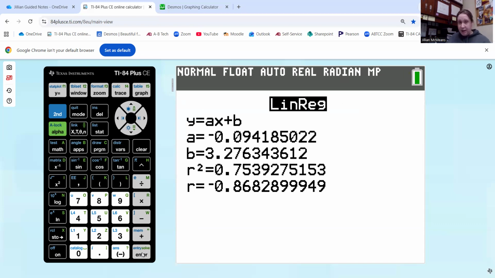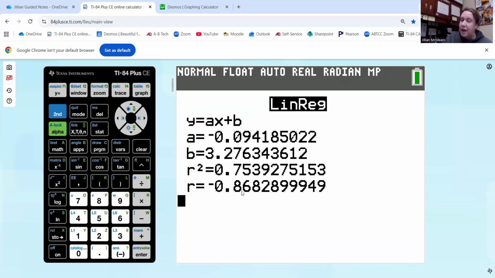So what it's doing here is it saying, hey, the format of our line is y equals ax plus b, okay? And then it tells us values for a and b. So a and b are these crazy decimals, so let's round to 2 decimal places. So I'm going to say a is -0.09 and b is 3.28, okay? And then don't worry about r squared. R is -0.87, okay? And that makes sense.